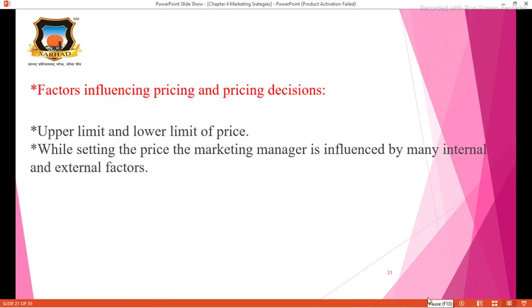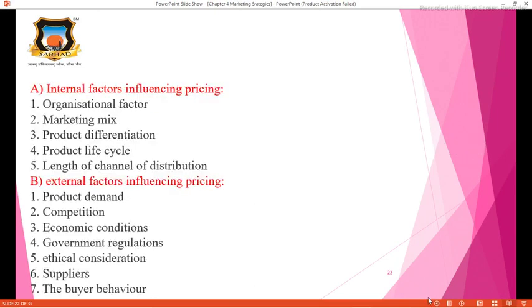Let us discuss the factors influencing pricing and pricing decisions. When a company decides about the price, it should decide the upper limit and a lower limit of price. While setting the price, the marketing manager is influenced by many internal and external factors. Let us see the internal factors influencing pricing. The first is an organizational factor.